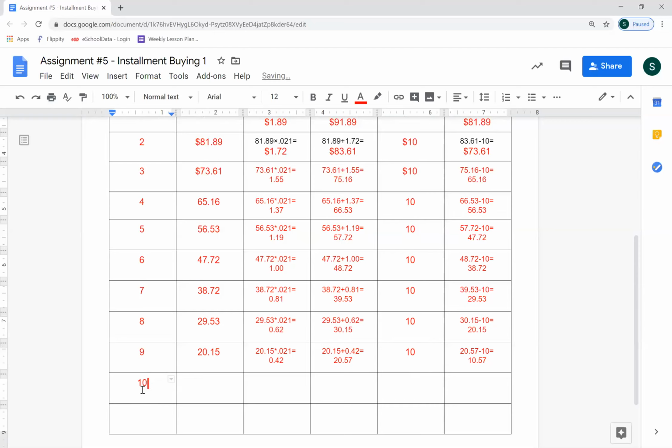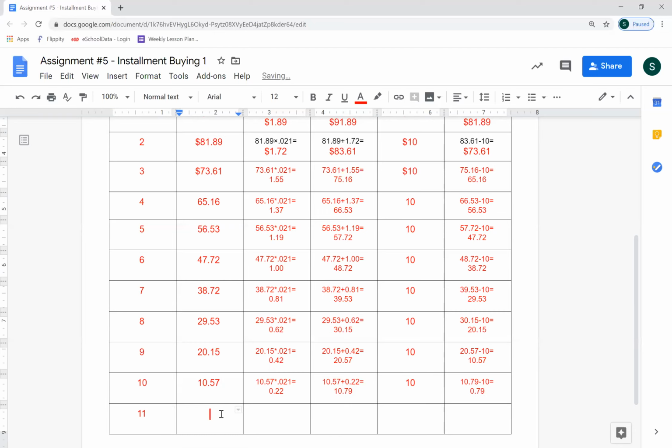Okay. So in month 10, I owe $10.57. They're still applying interest, so I multiply that amount by 0.021. And I get 22 cents. So now I add my $10.57 that I owe plus my 22 cents in interest, which gives me a total balance of $10.79. So my minimum payment is $10, and I'm making strictly just the minimum payment. So when I take $10.79 and subtract my $10 minimum payment, I have 79 cents left on my credit card.